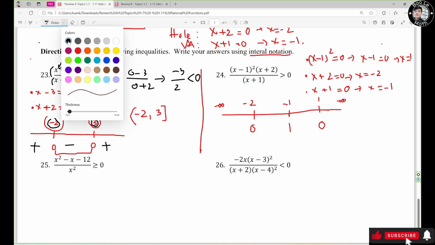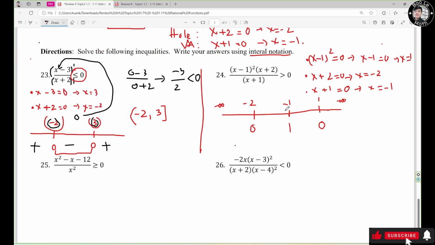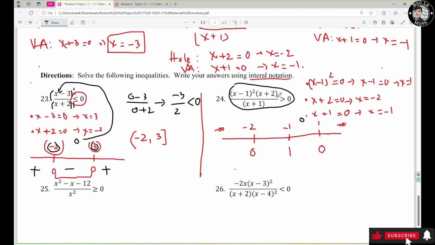Now I need to pick a value within any interval, right? So I pick 0 right here in this interval. I substitute 0 for s into this inequality right here. I need to check to see if it's positive or negative, right? So it's going to be 0 minus 1 is going to be negative 1. Negative 1 squared is going to be 1, right? Times 0 plus 2 is going to be 2, so times 2, over 0 plus 1 is going to be 1, right? So this is positive, right? Now, this interval is positive.